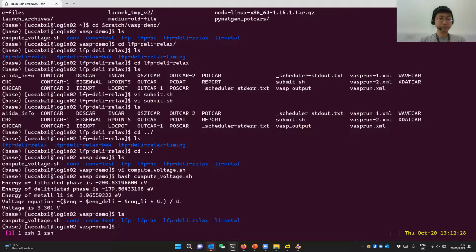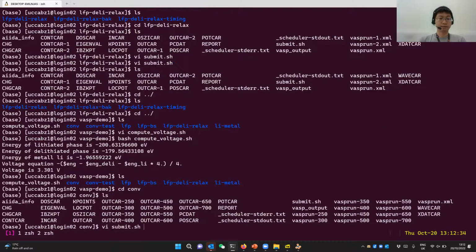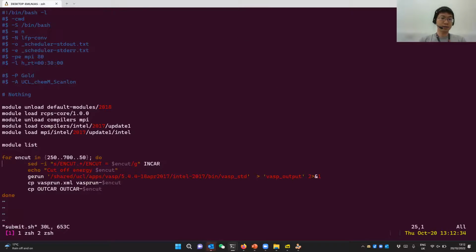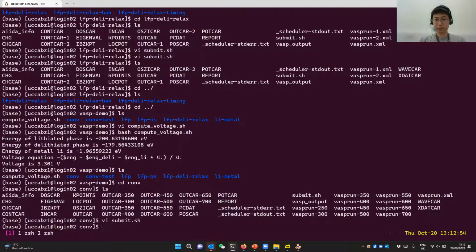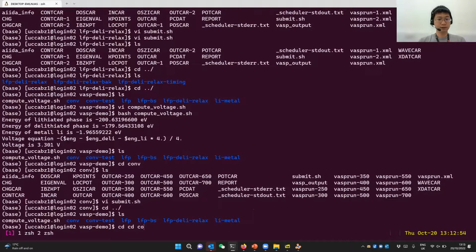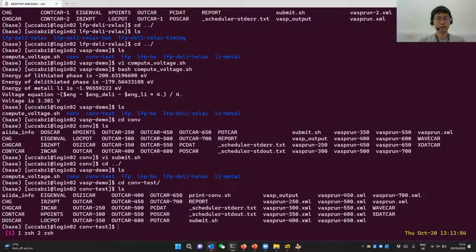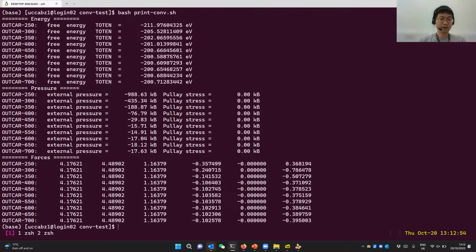The other example I have is this convergence test. In this example I only converge the cutoff energy. So I change the cutoff energy in the INCAR file, and then rerun VASP, and then copy the output to a separate file. And then I can have a script, which basically brings out the energy at each cutoff.